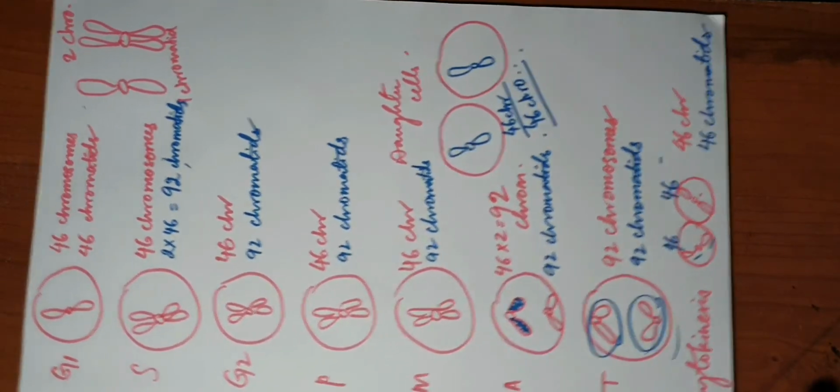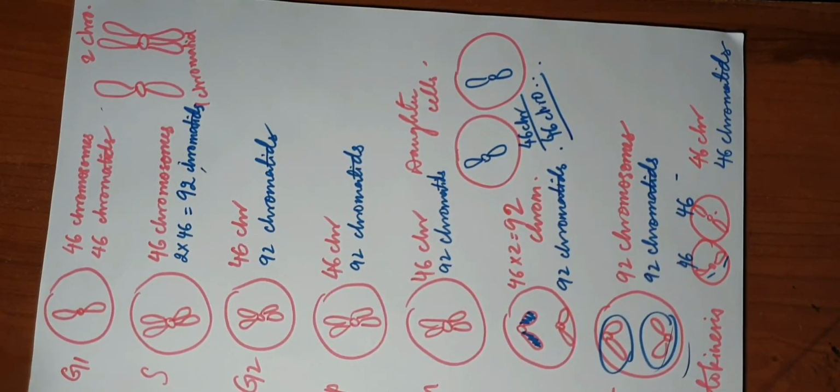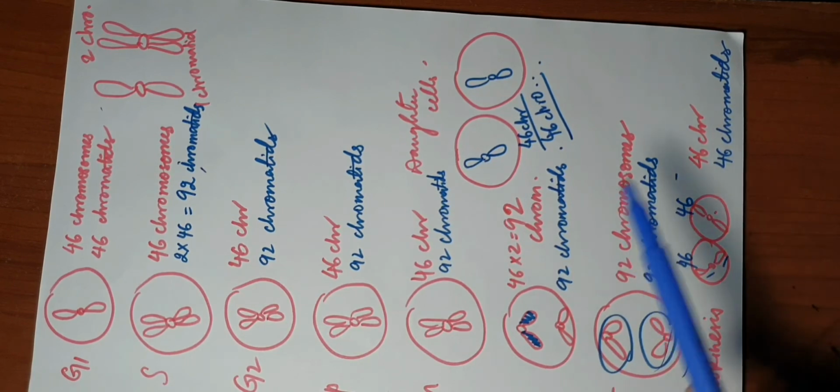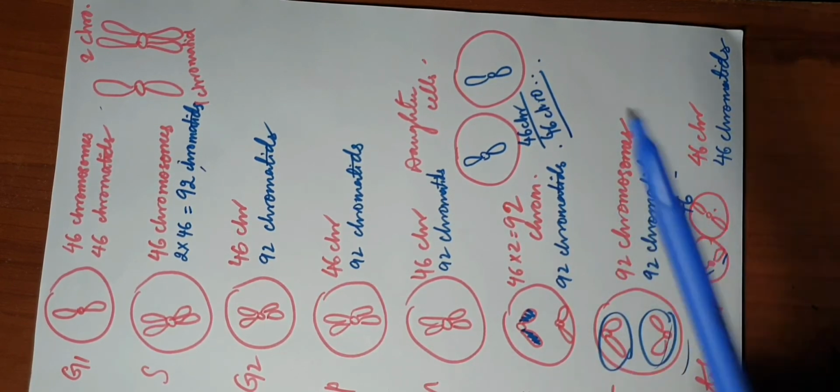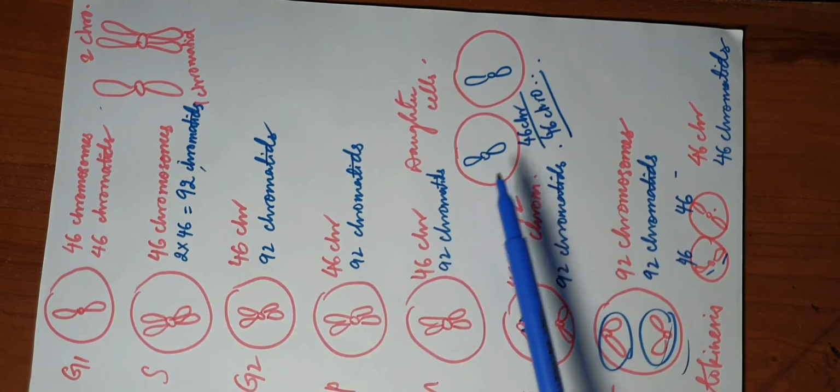So in mitosis, as we've seen in the previous two videos, the ploidy is maintained. The number of chromosomes and the chromatids is maintained as well.